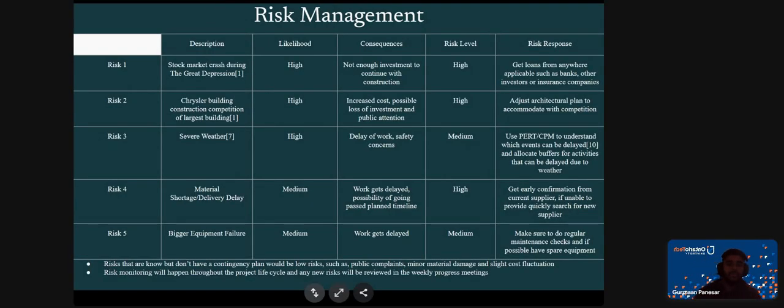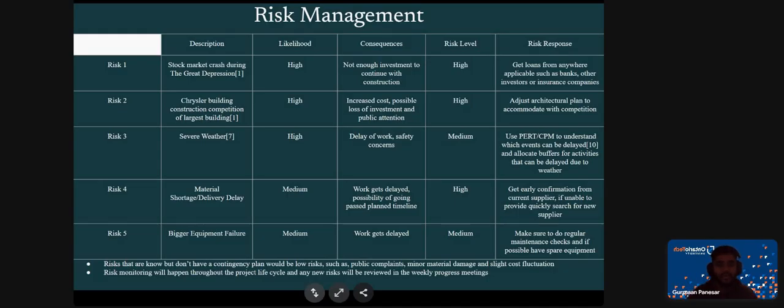Risk management is one of the more important parts of this. The first risk is the stock market crash during the Great Depression. This likelihood was high because that was something looming around this time. The consequence is not having enough investment or money to continue with the construction. So the risk response would be to get loans from anywhere applicable, such as banks, other investors, or insurance companies. The second risk is the construction competition of having the largest building. The consequences are increased cost, possible loss of investment, and public attention. The risk response is to adjust the architectural plan to accommodate the competition.